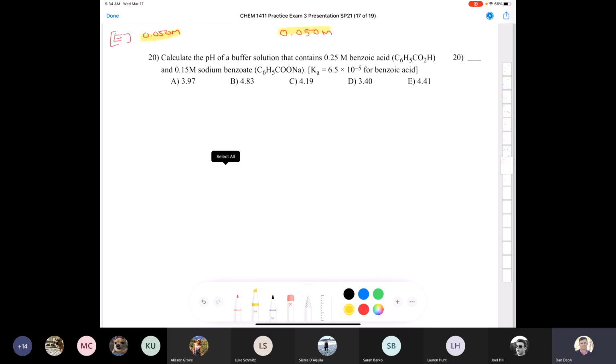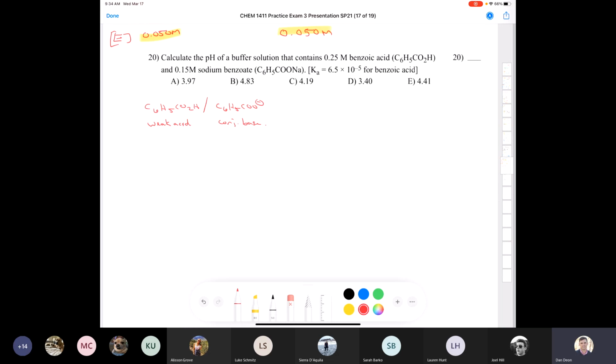Number 20 says calculate the pH of a buffer solution that has 0.25 molar benzoic acid and 0.15 molar sodium benzoate. Benzoic acid and the benzoate ion are conjugates. Benzoic acid, C6H5CO2H, we know it's an acid because it's got acid in the name, and we know it's a weak acid because it's not one of our strong acids. Now the benzoate ion, C6H5COO-, is our conjugate base, which is not a strong base. So this is going to be a buffer solution.